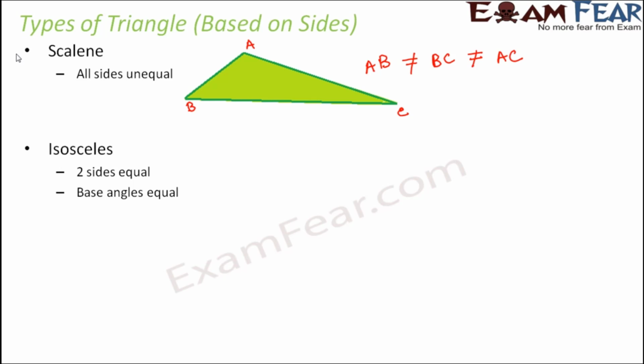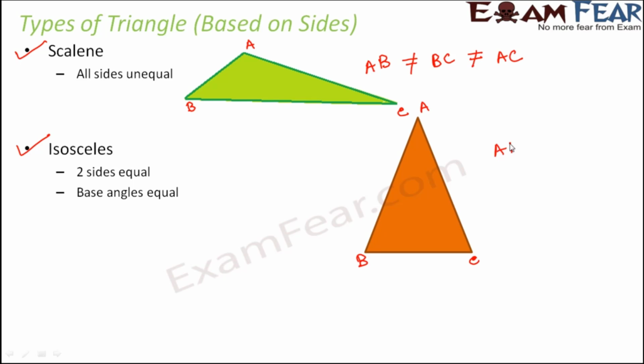The next type of triangle is an isosceles triangle. Now in isosceles triangle, two sides are equal. So a type of triangle where if this is A, B and C, in this type of triangle, AB is equal to AC. That means this side and this side are equal in length. Now since these two sides are equal in length, these angles are also equal. These are called the base angles.